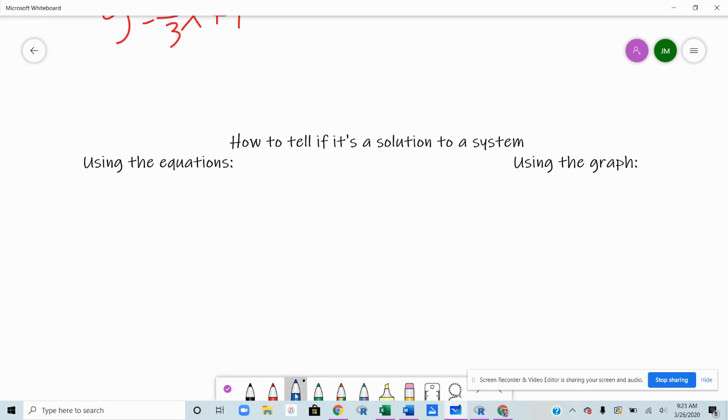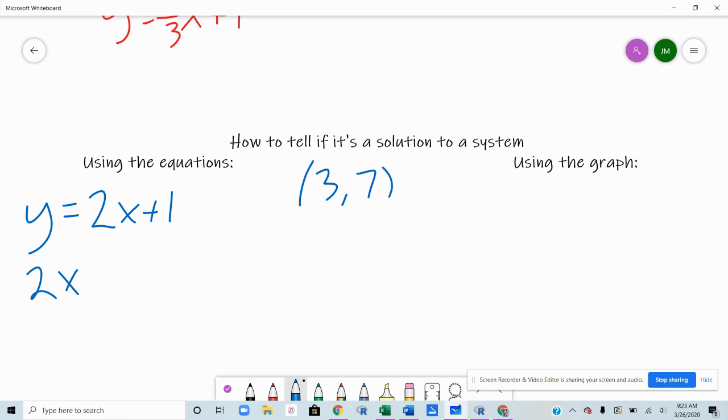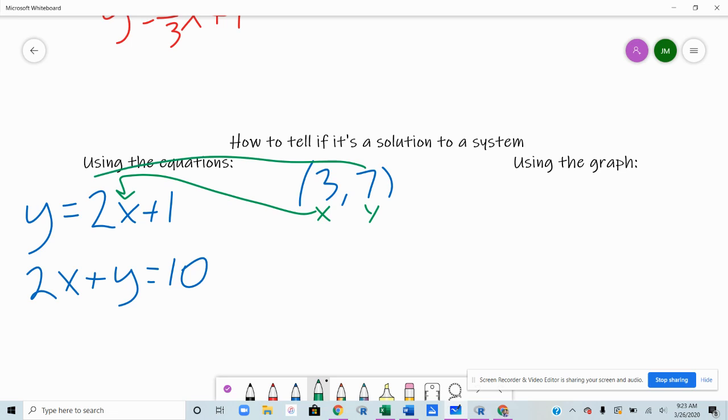Okay, so we'll start with first, I'll give you a coordinate point of, let's say I have 3, 7. And then I have the equation y equals 2x plus 1, and I have 2x plus y equals 10. To tell if it's a solution to the system, you just need to take your x value and your y value and plug them in for x and for y into both equations. Okay, and then you'll just test and see if it works or not.